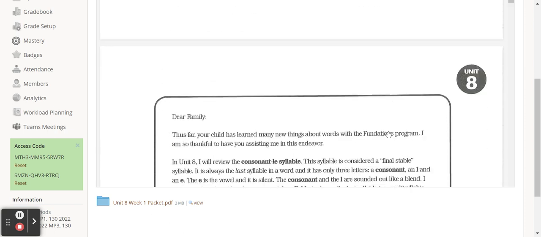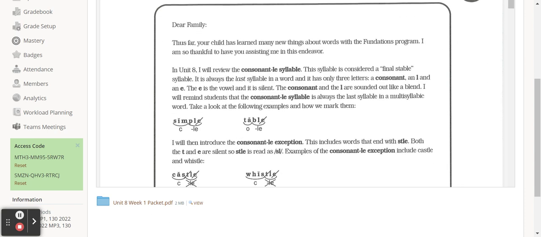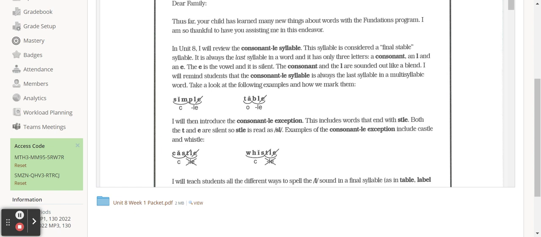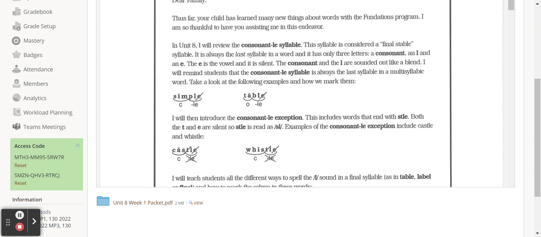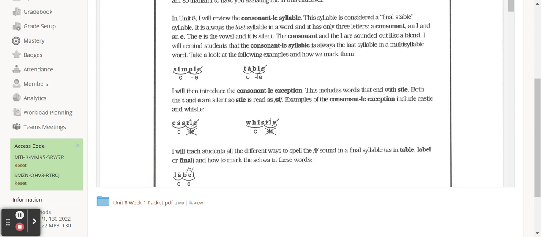Okay, here is the Unit 8 family letter. It says, "Dear family, thus far your child has learned many new things about words with the Foundations program. I am so thankful to have you assisting me in this endeavor. In Unit 8, I will review the consonant LE syllable. This syllable is considered a final stable syllable.